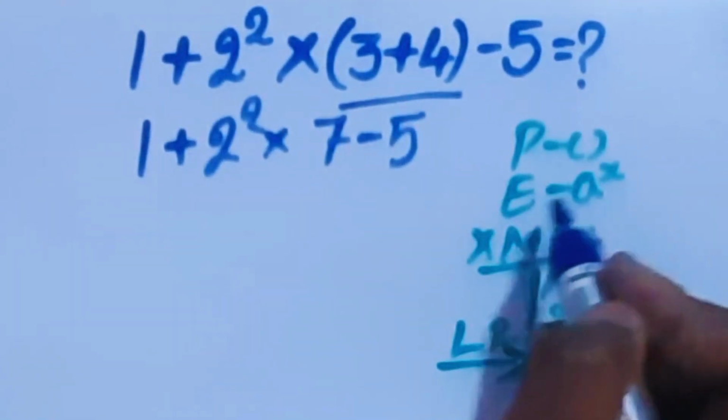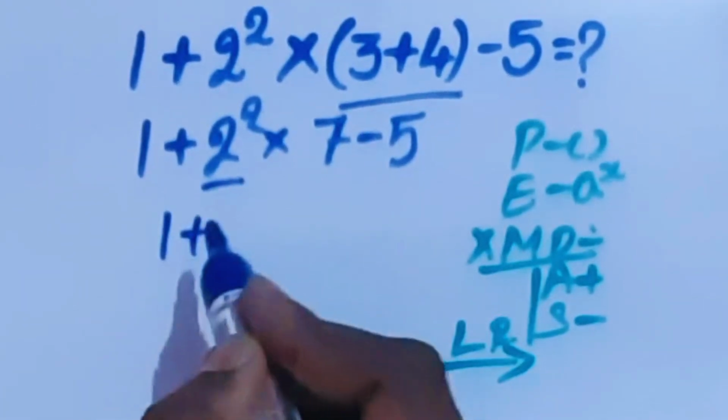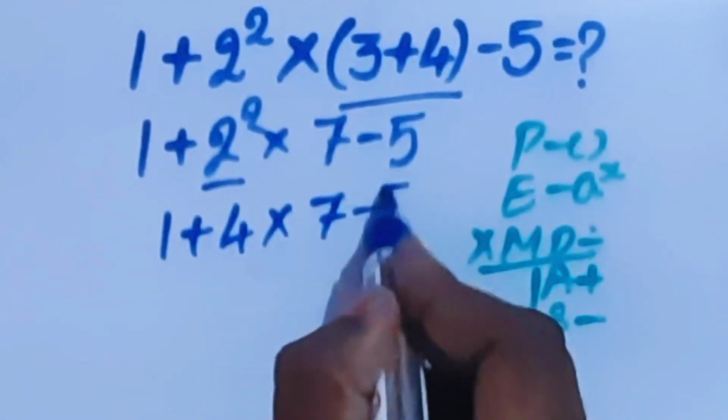Now the next priority is exponent. Here we have exponent 2 power 2. Here 1 plus 2 power 2 is 4 times 7 minus 5.